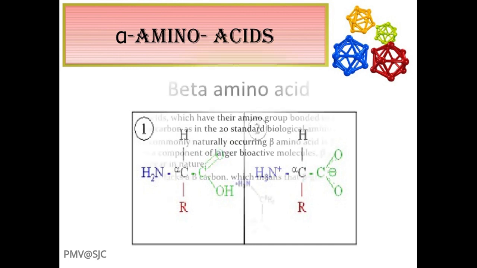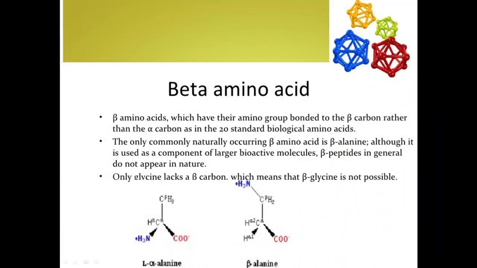Second, beta amino acids. Beta amino acids are those where the amino group is bound to the beta carbon rather than the alpha carbon. Such amino acids are found biologically, about 20 of them. The more commonly naturally occurring beta amino acid is beta alanine. This alanine is optically active, hence it is obtained in the L form, and both alpha alanine and beta alanine are available.